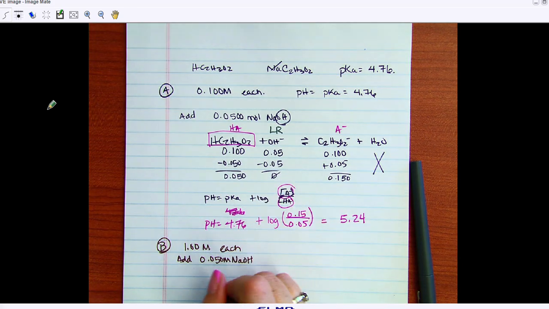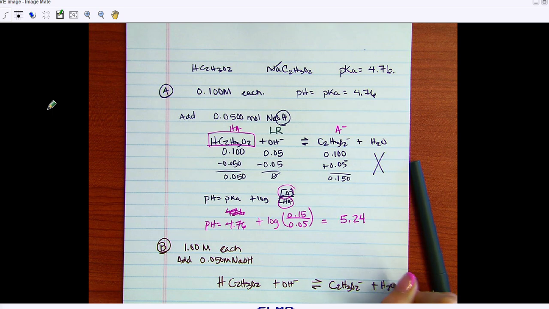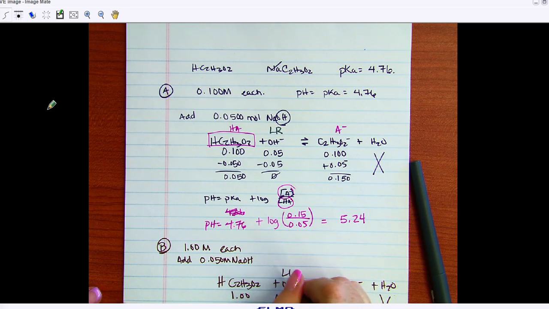So same reaction. So I have HC2H3O2 plus hydroxide gives me this. All right, now I have 1 molar, and 0.05 molar, and I don't care about that. Limiting reactant, so subtract it, add it. There we go. I think I got it. All right, so this is 0.95. This is 0, and this is going to be 1.05.